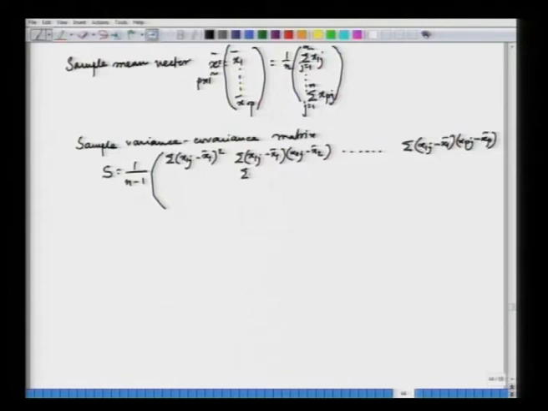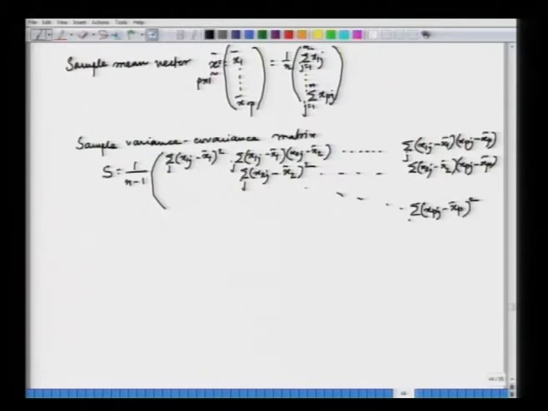The second element talks about the sample variance for the second variable, that is, x2j minus x2 bar squared. All these summations are over j from 1 to n, and the last one in this row is x2j minus x2 bar with xpj minus xp bar. The last element down here is the variance corresponding to the pth variable, that is, xpj minus xp bar whole squared.